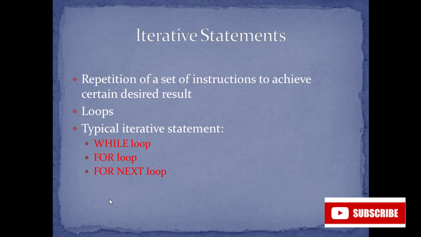Iterative statements. Iteration involves repetition, right, in the English language. So an iterative statement is a repetition of a set of instructions to achieve certain desired results. They are otherwise known as loops. Loops is a popular term used to refer to iterative statements. Popular or typical iterative statements include the while loop, the for loop, and the for next loop. How these work varies according to the programming language.